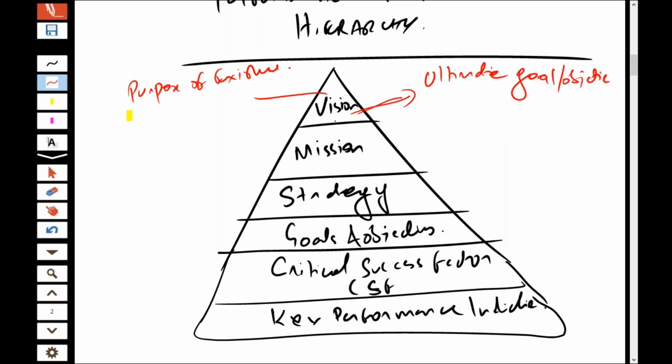The vision is translated into the mission. And what exactly do you mean by the mission of the organization? The mission actually tells you how you will achieve your vision. The mission is how you achieve your vision.